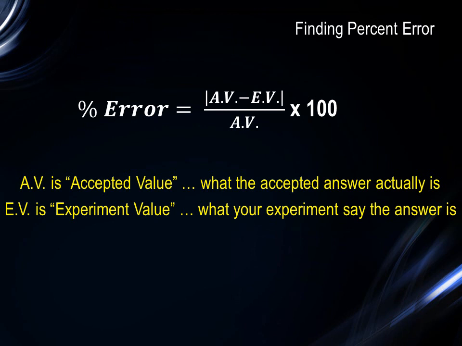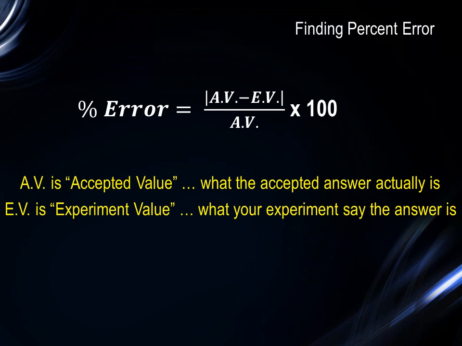The accepted value is symbolized by AV and appears twice in this equation. The accepted value is what the answer actually is. The experiment value is what your experiment, or the data that you've collected, says the answer is. And the whole purpose of a percent error calculation then is to figure out how far your prediction, your experiment value, is away from what the accepted value actually is.